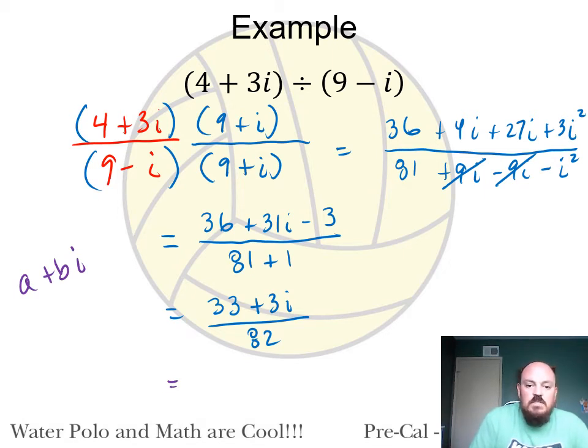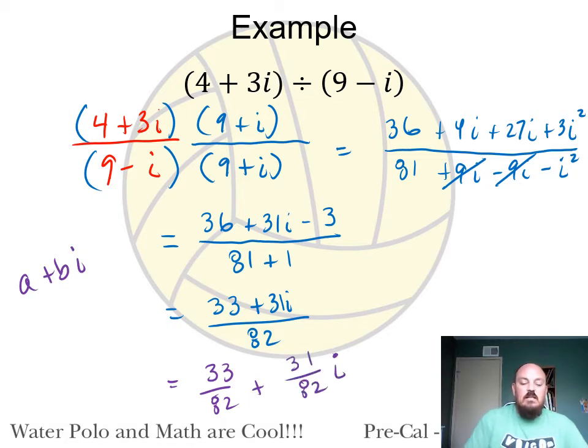Let's see, I'm missing a 1 there, huh? 31i. Okay. Just split it up. You put the 33 over 82 plus the 31 over 82 and then put that i on the end. And that's standard form, a plus bi. So the real part is 33 over 82 and the imaginary part is 31 over 82. And you do get kind of ugly looking fractions like that, but that's how it works out.